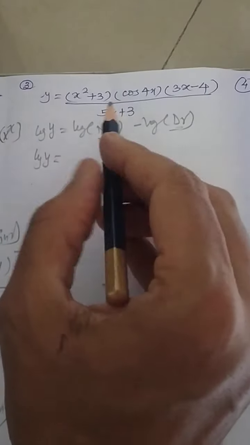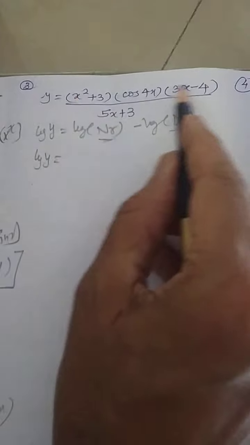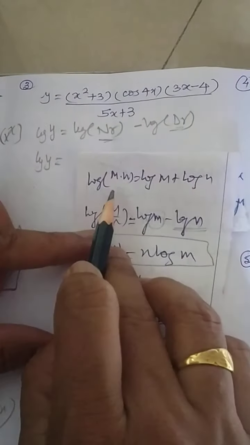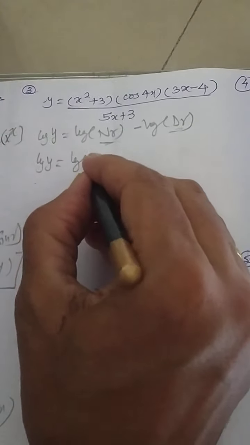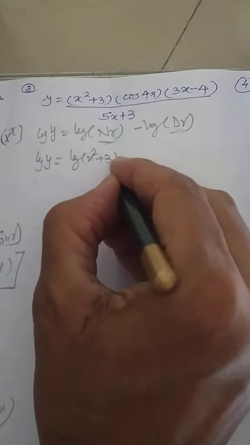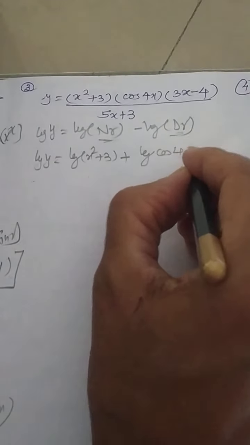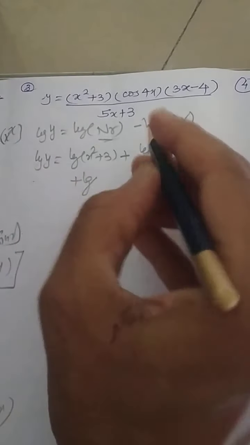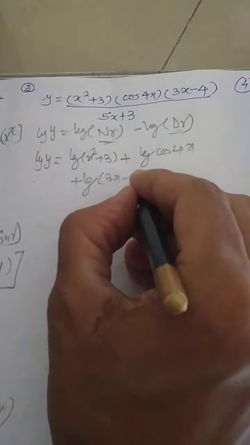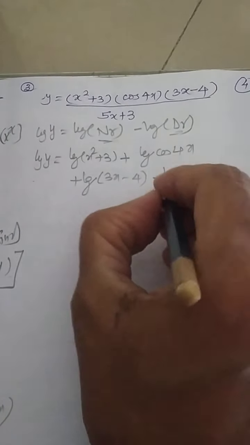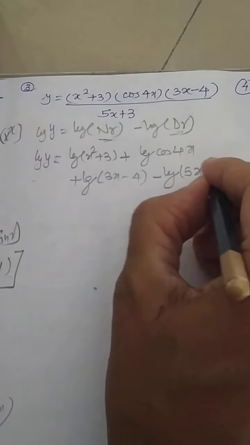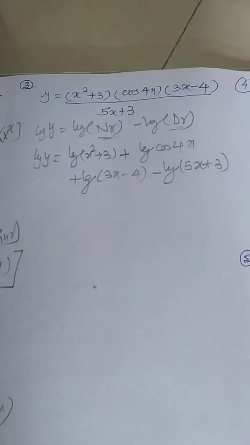Now log of numerator means if you see that there are three terms, so log of m into n concept can be applied and written in a separation. So log of x square plus 3 plus log of cos of 4x plus log of 3x minus 4 and minus log of denominator. I can see only one term. If there are two terms you can apply there also.